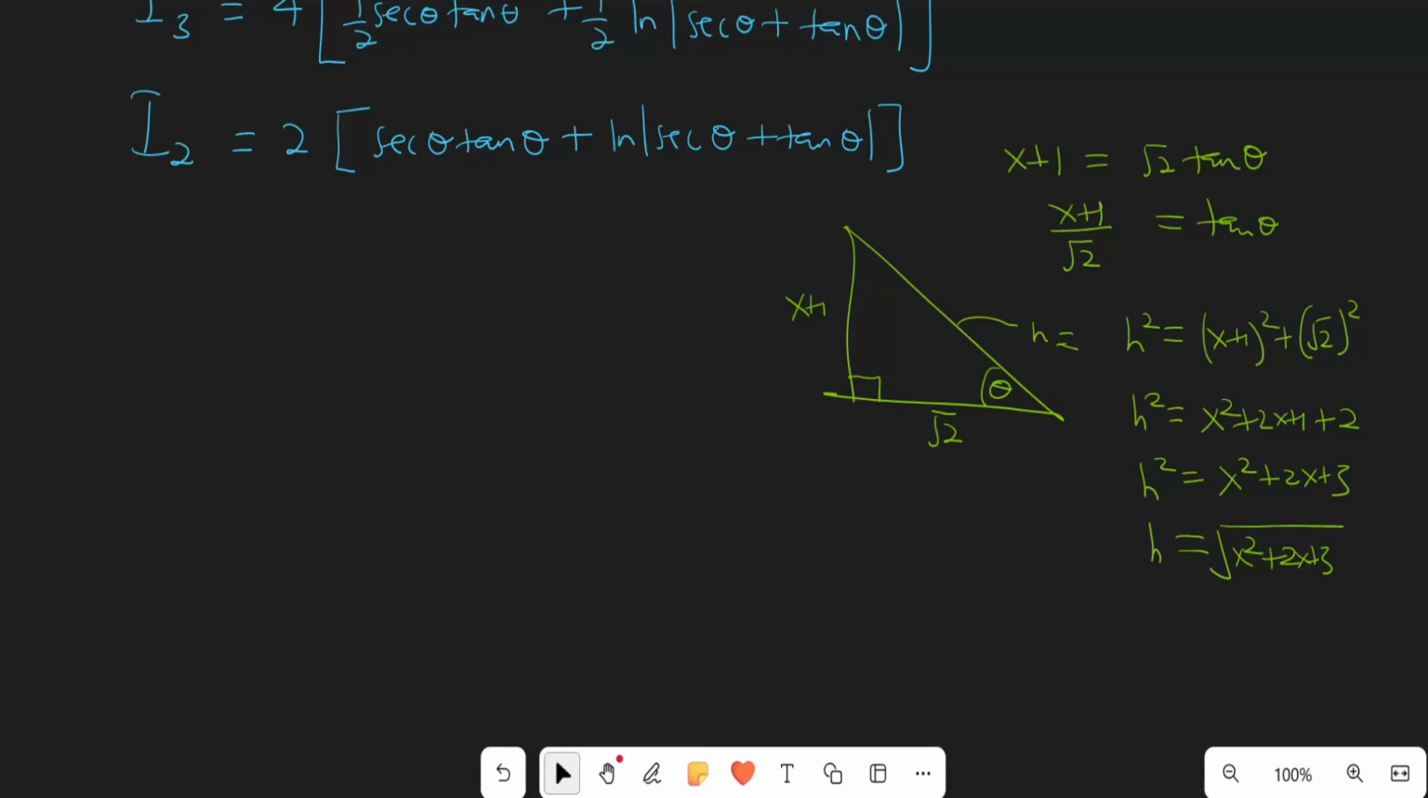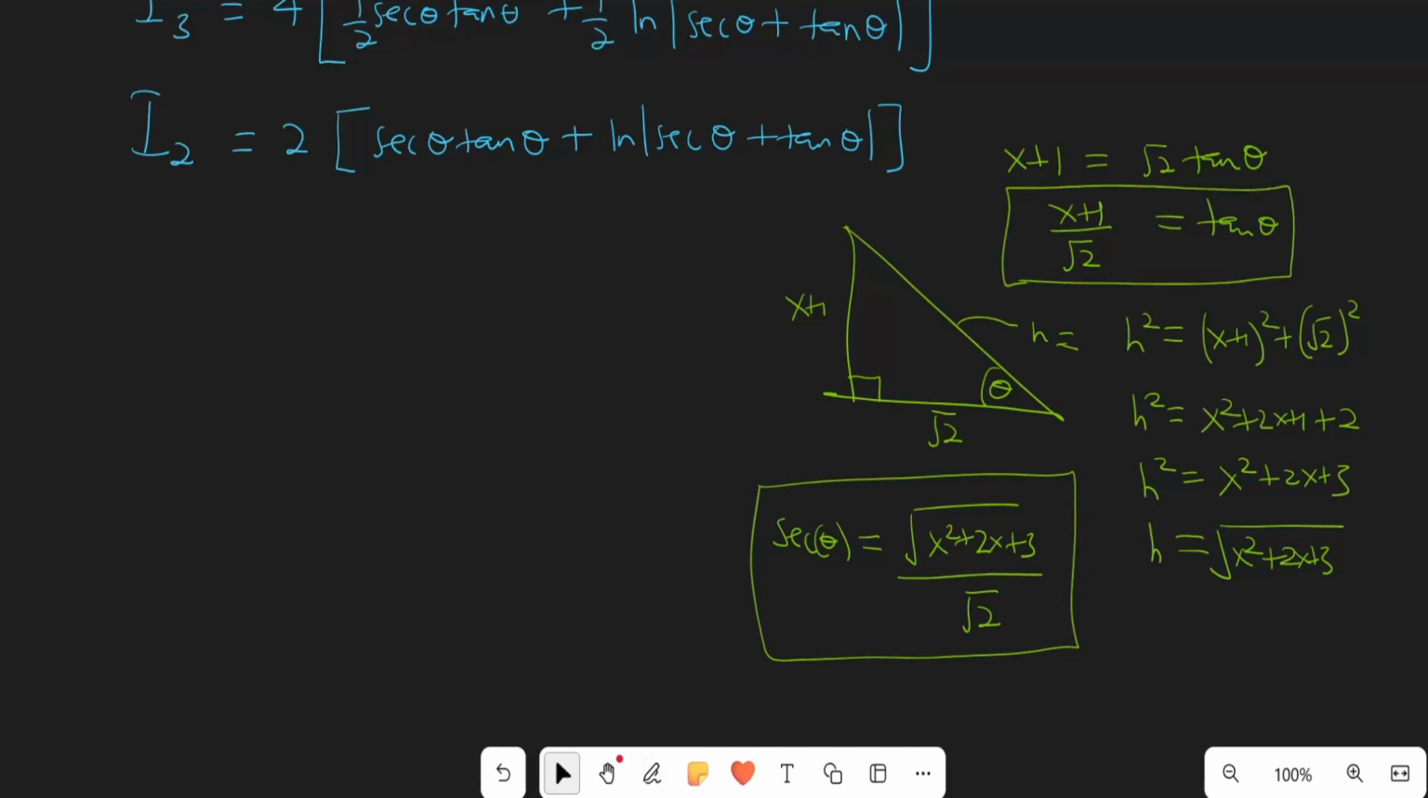And now that we have the hypotenuse, we can find secant of theta in terms of x. So we already know tangent of theta is x plus 1 all over square root of 2. Secant of theta is the reciprocal of the cosine of theta. If cosine of theta is adjacent over hypotenuse, then the secant of theta is hypotenuse over adjacent. The hypotenuse we just got to be the square root of x squared plus 2x plus 3, all over the adjacent, the square root of 2. So we have secant of theta, which is this, and the tangent of theta, which is that. So we can just take our integral from the theta world into the x world.